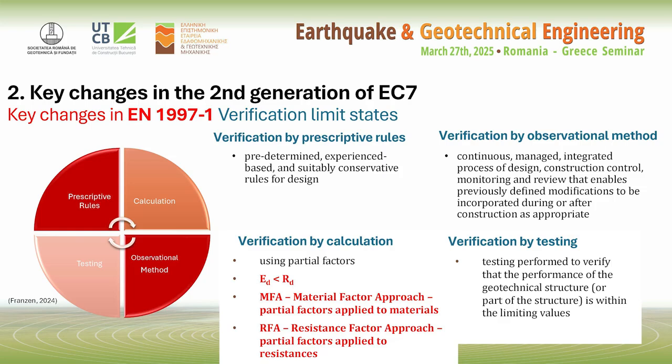Now for the verification of the limit states, we still have the 4 possibilities that we already have now. That means verification by prescriptive rules, verification by calculation, by observational method, and by testing. And I will address here in some words only the calculation and the observational method because the 2 others are quite clear and we are applying them all the time.